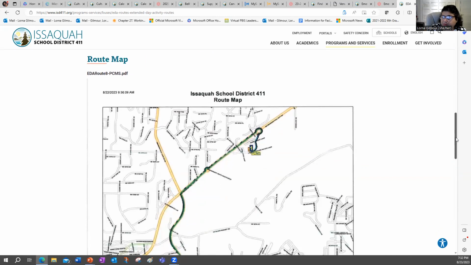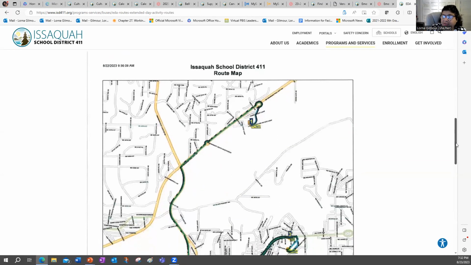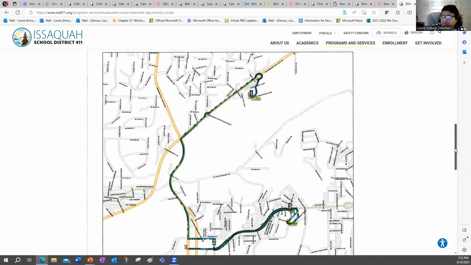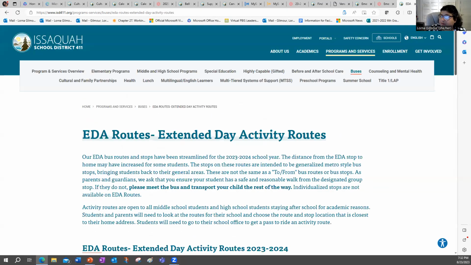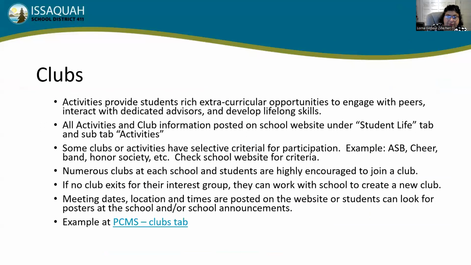But most often it's doable. So you and your child will decide if they're going to do an activity and if you're going to pick them up or not, or they'll just take the activity bus. All of this information is available on the website. And again, we talked about looking for the sign on the bus, not the painted sign on the bus, but a paper sign on the bus. And there are no sports on Friday. So that's a good thing. Fridays, no sports, sports only Monday through Thursday.